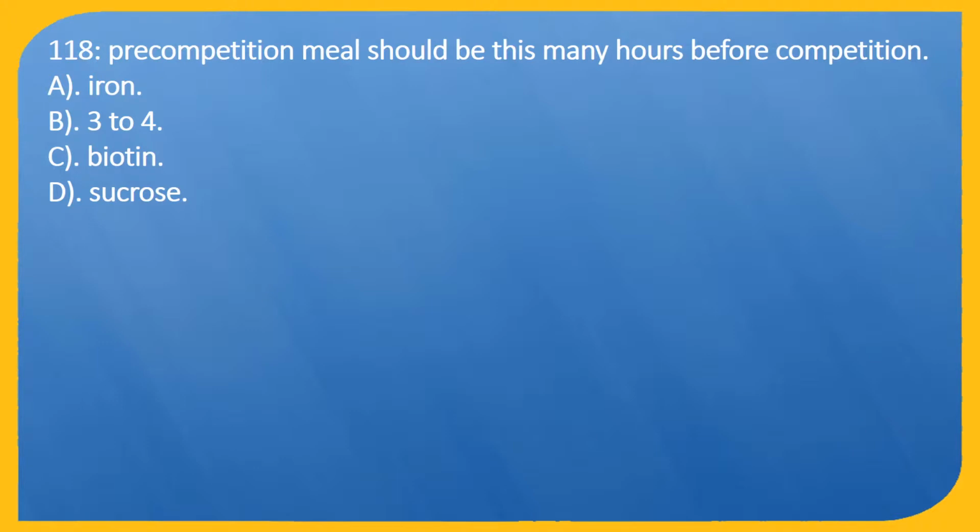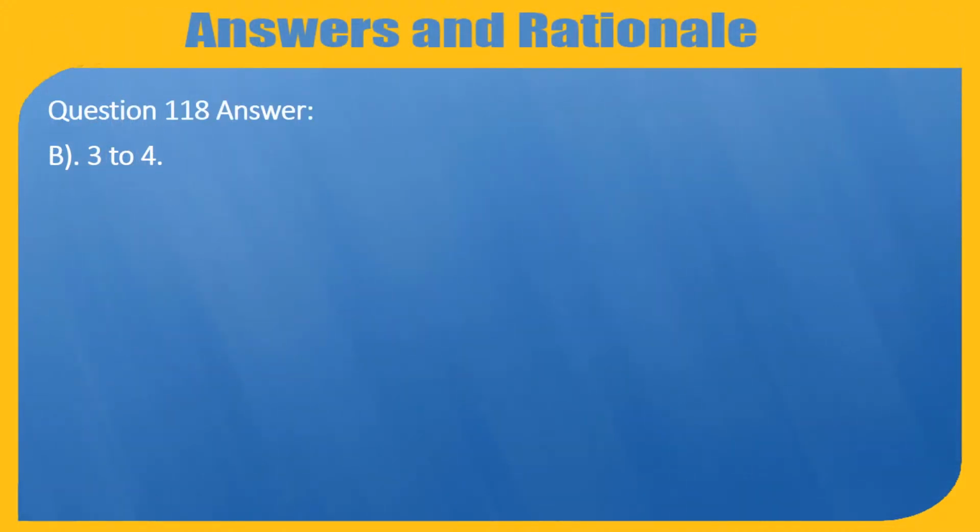Question 118, pre-competition meal should be this many hours before competition. A. Iron. B. 3 to 4. C. Biotin. D. Sucrose. Question 118 Answer, B. 3 to 4.